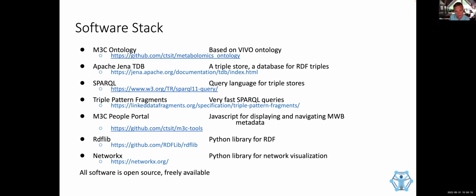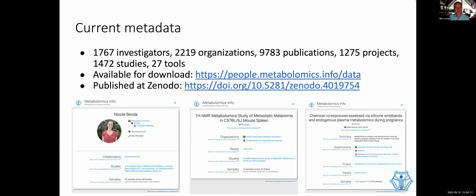Currently, we're representing 1,700 investigators, 2,200 organizations, about 10,000 publications. And at the bottom there, you see what a person looks like, what a project looks like, what a study looks like. And the data is available there at Zenodo. We also produce data monthly, and it's available from people.metabolomics.info. Thanks.